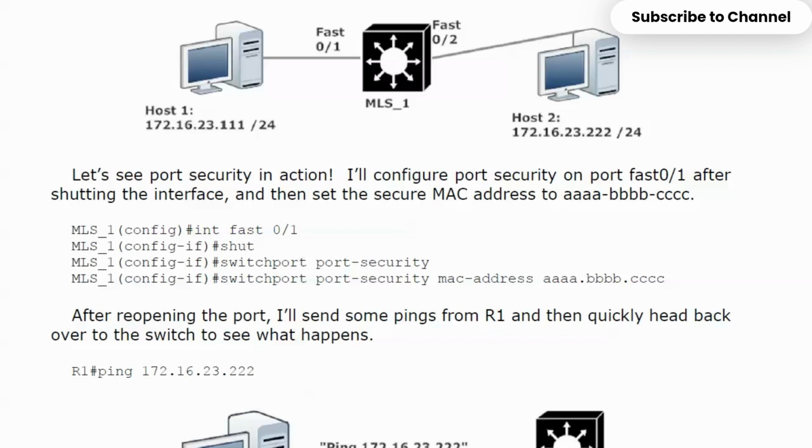I did want to clarify on the diagram that Fast Ethernet 0/1 is the interface leading to host 1 and Fast Ethernet 0/2 is the one leading to host 2. We're going to see port security in action, and I'm going to use a secure MAC address different than the one you see on the board, because what we're going to do here is on that port leading to host 1, we're going to enable port security, and we're going to put a secure MAC address on there that cannot possibly match traffic that's actually going to come in from host 1.